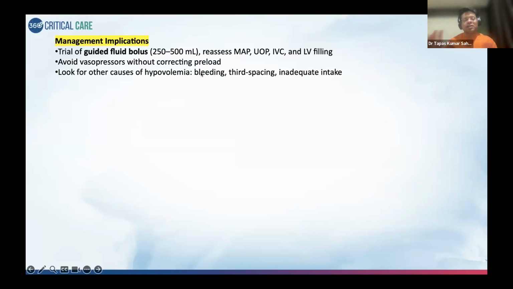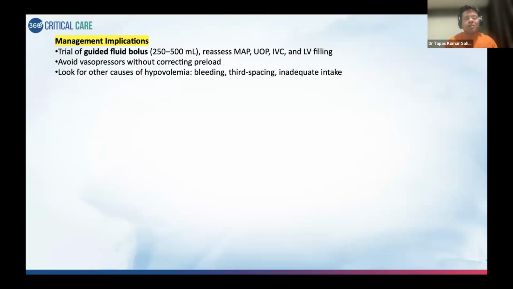Now, what will be the other things that you can do simultaneously when you are guiding the fluid bolus? I would reassess the MAP, the urine output, the IVC, and the LV filling. I would avoid vasopressors without correcting preload. That means my preload has to be good first. Then only I will start the vasopressors if the BP is not maintaining.